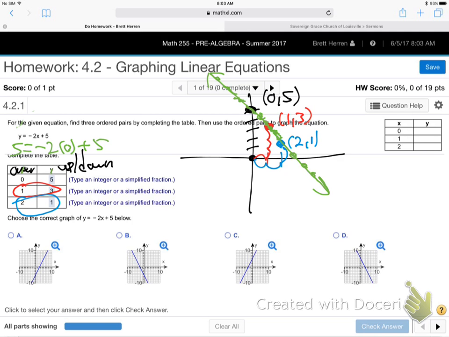But if I had made this a 4 instead of a 5, that would not be true. 4 does not equal minus 2 times 0 plus 5. That's why over 0 up 4, this dot right here, is not on the graph. It's not on the line, because over 0 up 4 does not make the equation true.